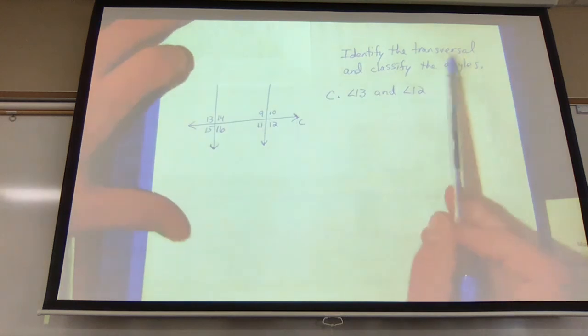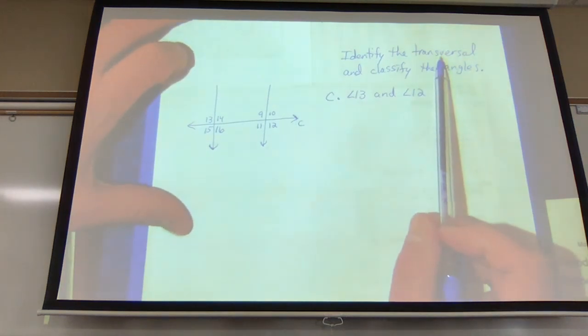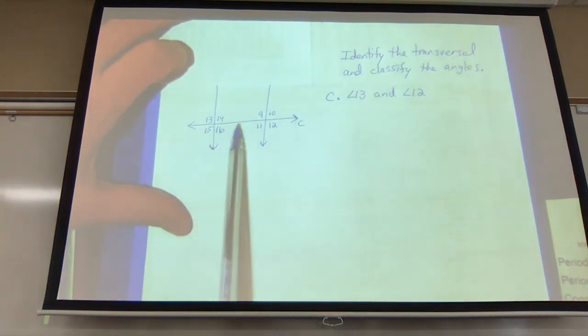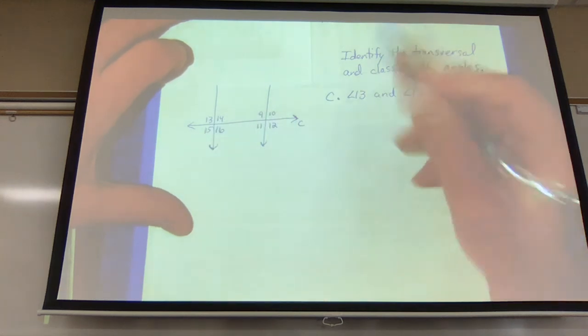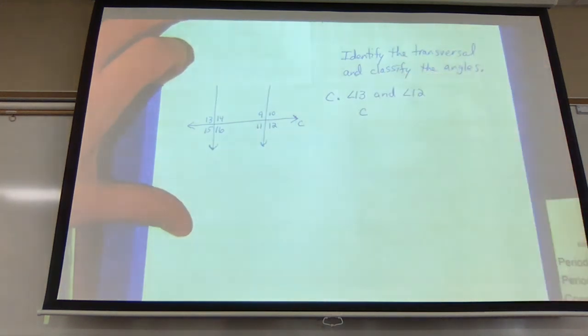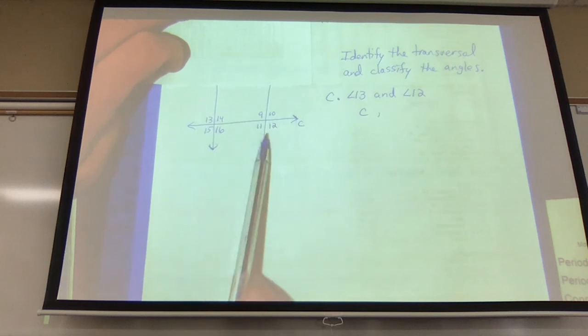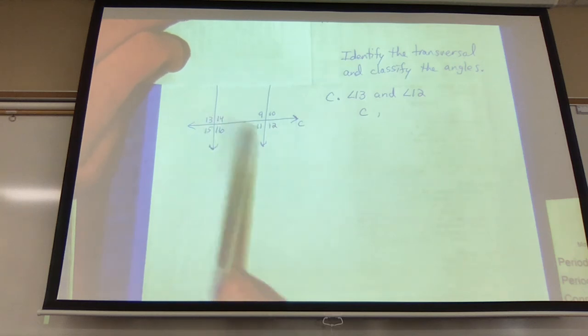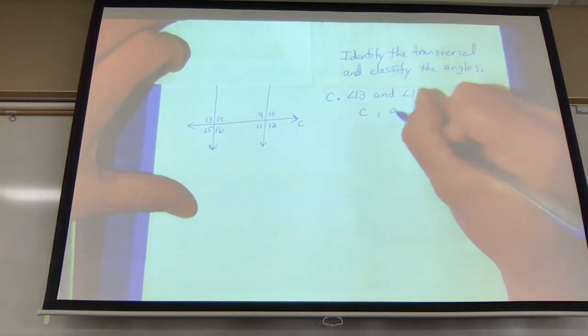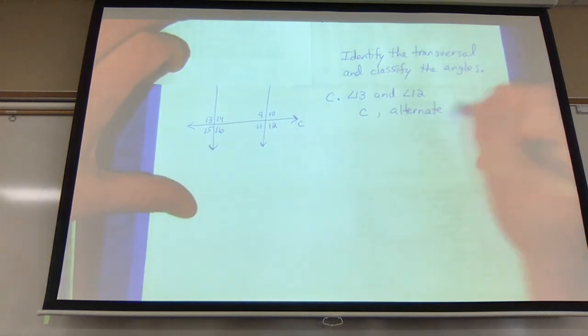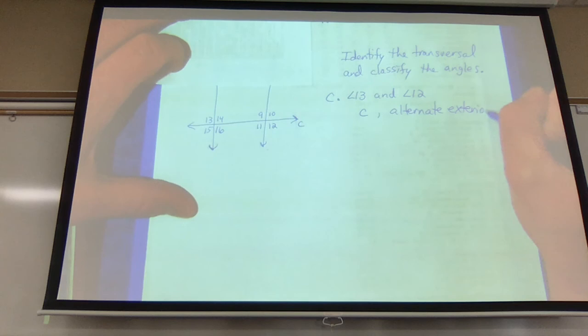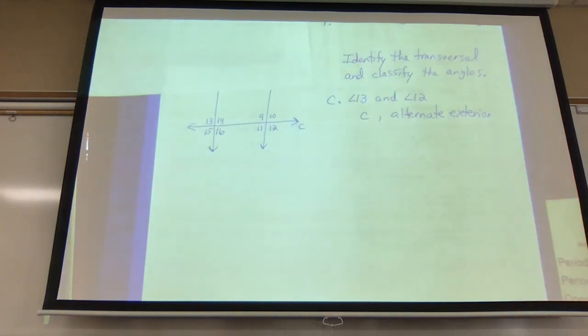And at this point, we're going to start with our transversal. Transversal is the line that intersects the other two. If you look, C is going through both of these lines. So your transversal would be C. And then we're going to classify the angles. 13 and 12 are both outside the two lines being intersected. And they're on opposite sides of the transversal. That would make them alternate exterior. So same thing we just got done doing, just adding that one step of picking out the transversal.